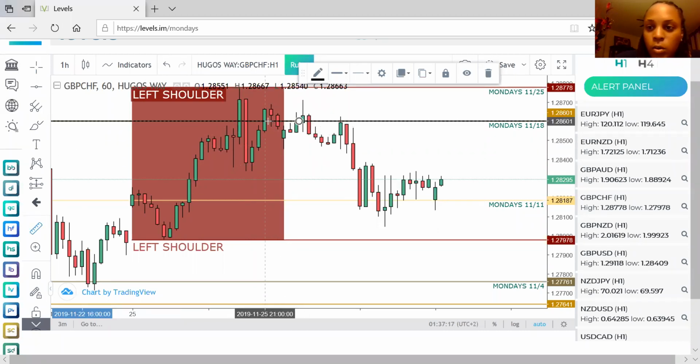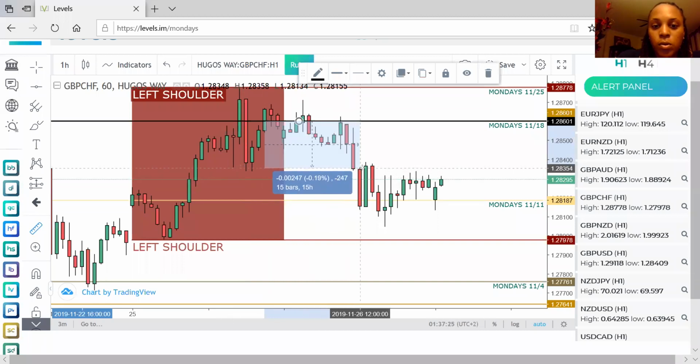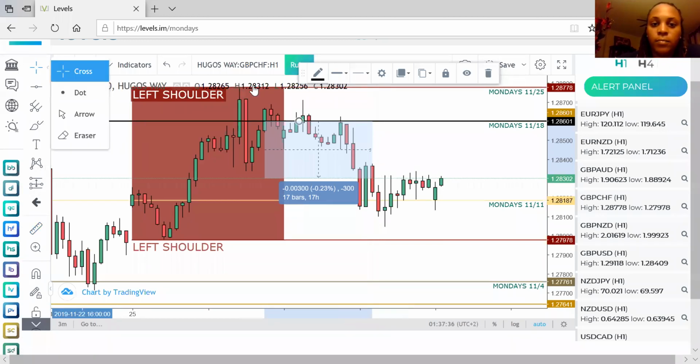right? Back at here, which is 1.28601. Your stop loss is 50 pips. Your take profit is 25 to 30 pips. So here's the 25 pips, right? And then here is the 30 pips there. And that's it. Your take profit hit, right?